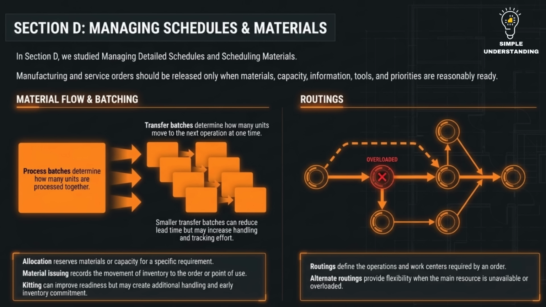Process batches determine how many units are processed together. Transfer batches determine how many units move to the next operation at one time. Smaller transfer batches can reduce lead time but may increase handling and tracking effort. Routings define the operations and work centers required by an order. Alternate routings provide flexibility when the main resource is unavailable or overloaded.